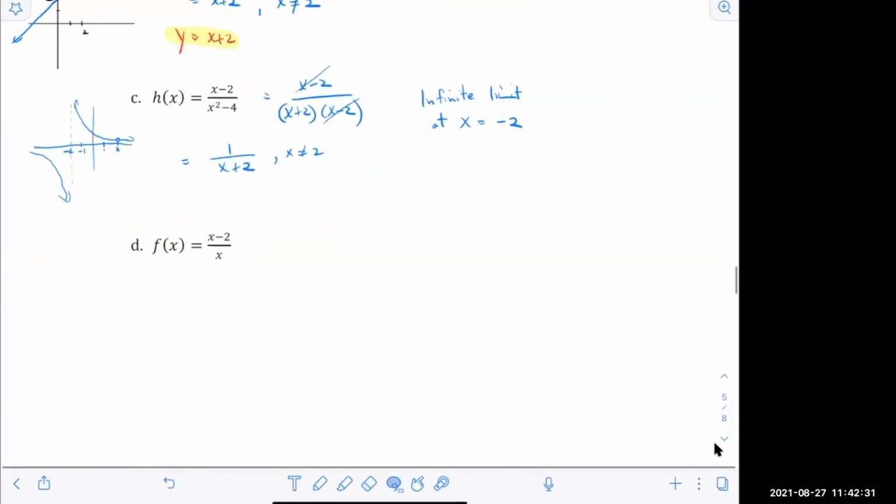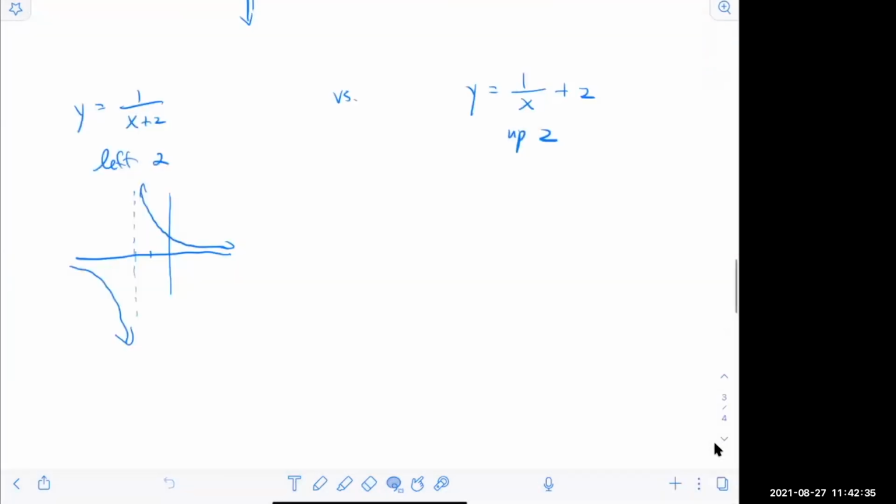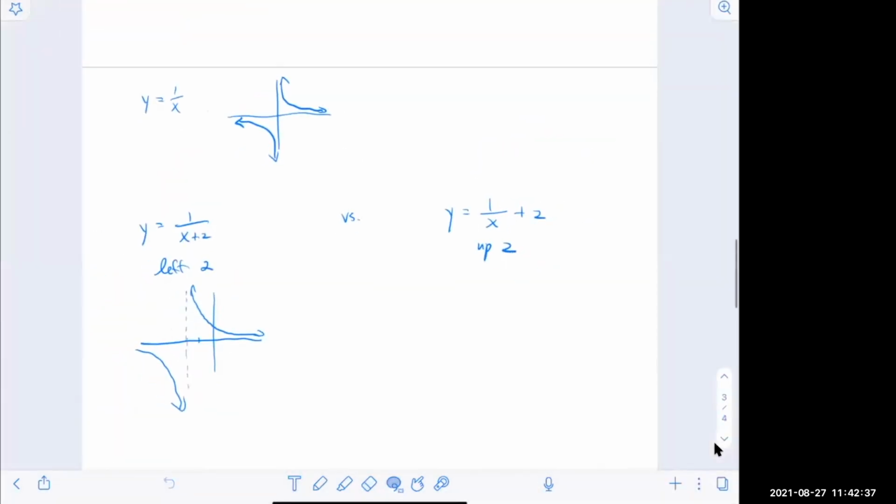Could you go back to where you were drawing the graph for 1 over x? Oh, yeah. Thanks.